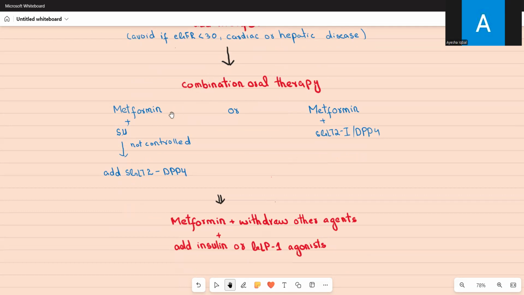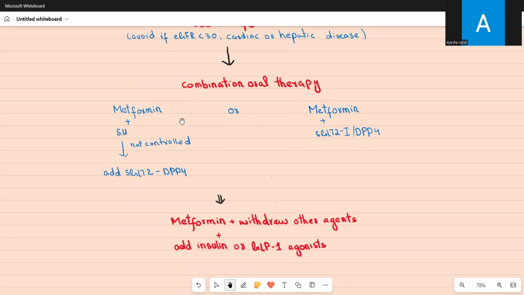You can select either of these two. You can do either metformin plus sulfonylurea, or metformin plus SGLT2 inhibitors, which are the gliflozins, such as dapagliflozin, or the DPP4 inhibitors, which are gliptins, such as linagliptin or sitagliptin. If still not controlled, then you can go up to 3 drugs: metformin plus sulfonylurea plus SGLT2 or DPP4.